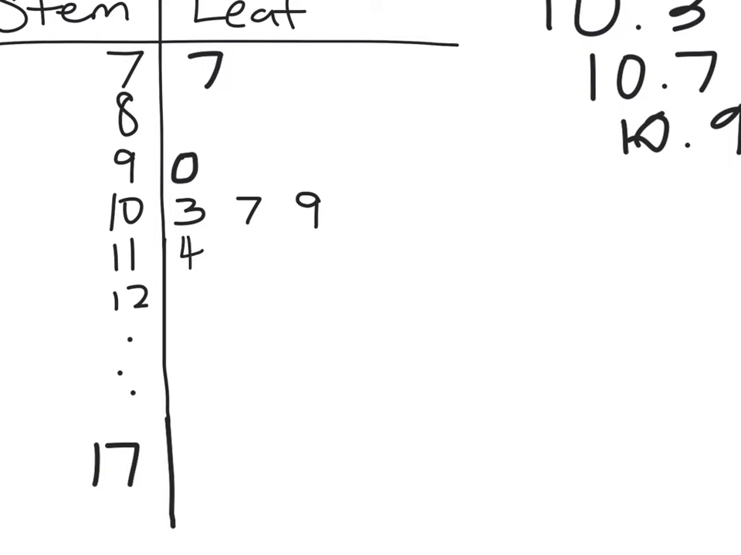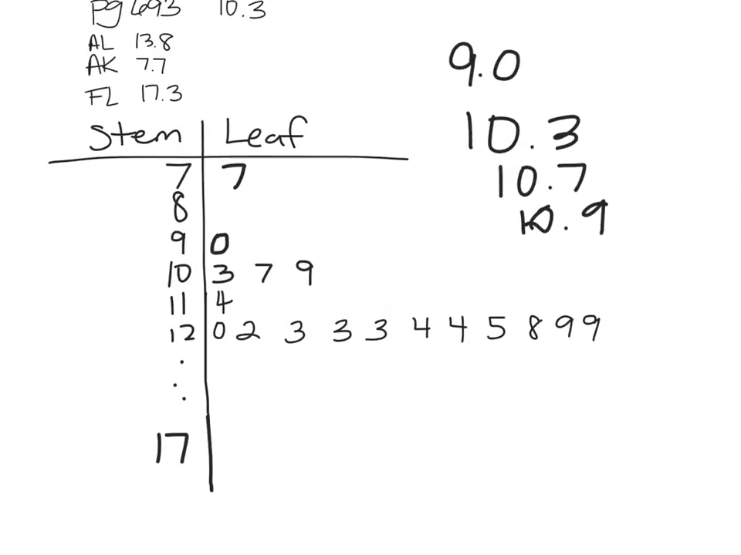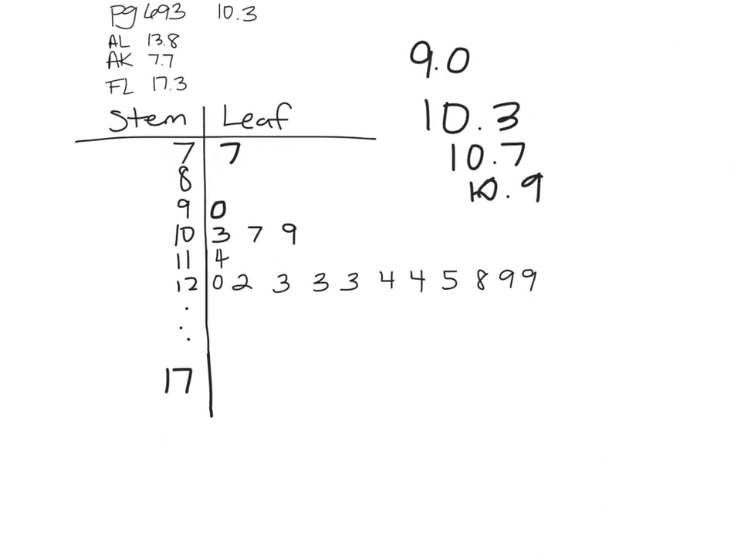12 is the one that has a ton. 12 had a 12.2%, and then it had 3 12.3%, so you have to list all 3 of them. It also had a 12.4%, a 5, an 8, and 2 9s. Crazy, right? And then 13 had even more. 14 had some too. And once you get down to 17, 16 had a 16.0, and 17 was 17.3.